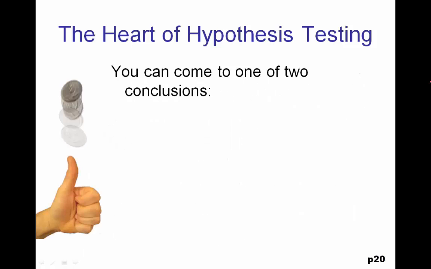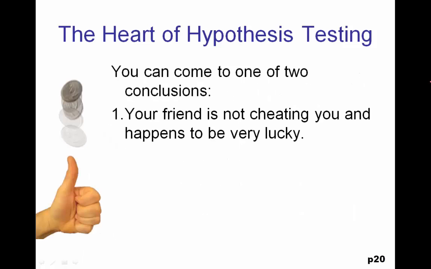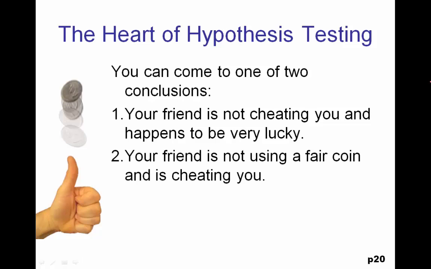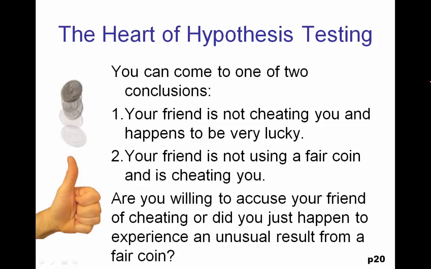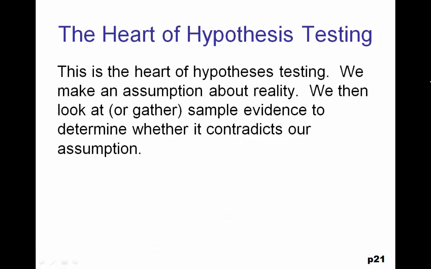You can come to one of two conclusions here. Your friend is not cheating you and just happens to be very lucky. Your friend is not using a fair coin and is cheating you. Are you willing to accuse your friend of cheating, or did you just happen to experience an unusual result from a fair coin? This is the heart of hypothesis testing. We make an assumption about reality. We then look at or gather sample evidence to determine whether it contradicts our assumption.